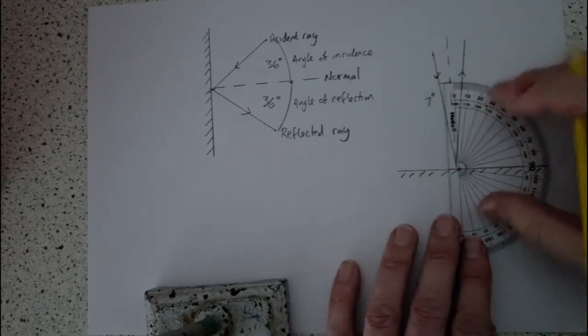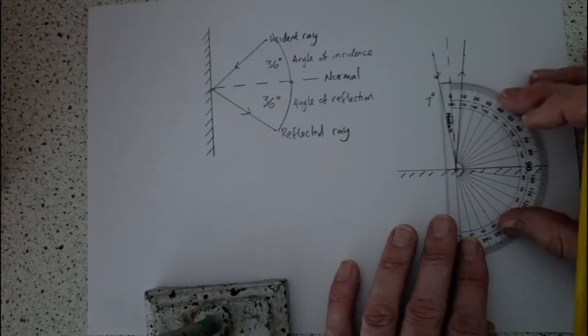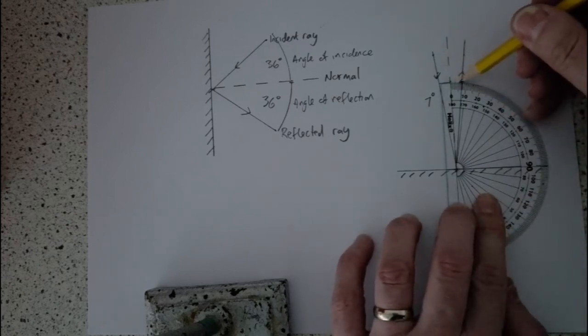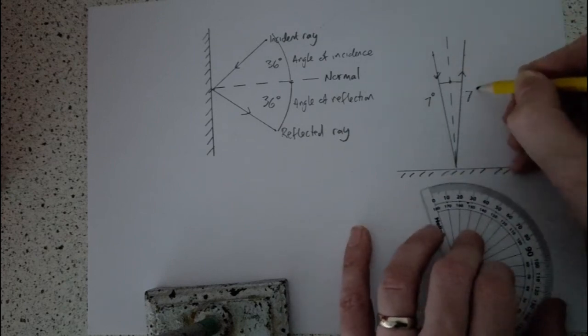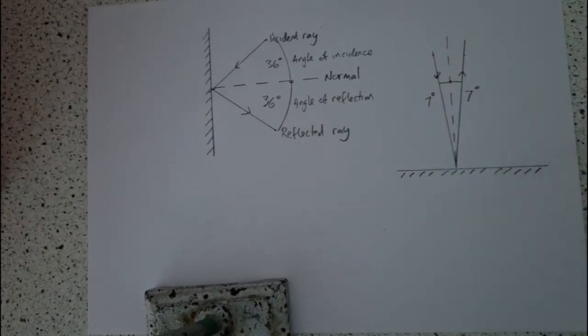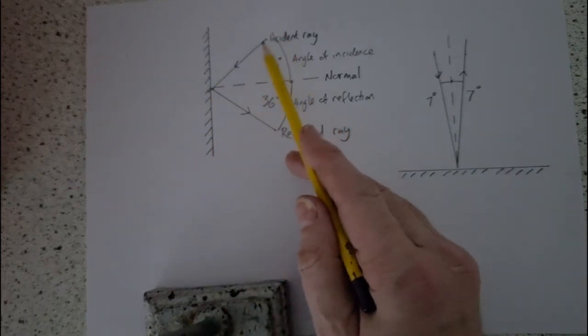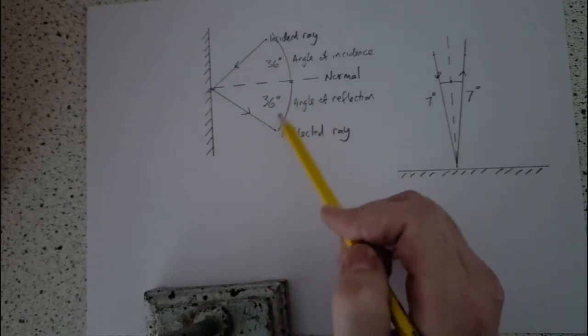Let's check the angle of reflection. Once again, I have to get my protractor nicely lined up with the surface of the mirror. And once again, looking carefully, it's 7 degrees across here. So the angle of reflection is also 7 degrees. So what we've seen is, no matter what angle I shine the light at a mirror, if it's a plane surface, the angle of incidence will always have the same angle to the normal as the angle of reflection.